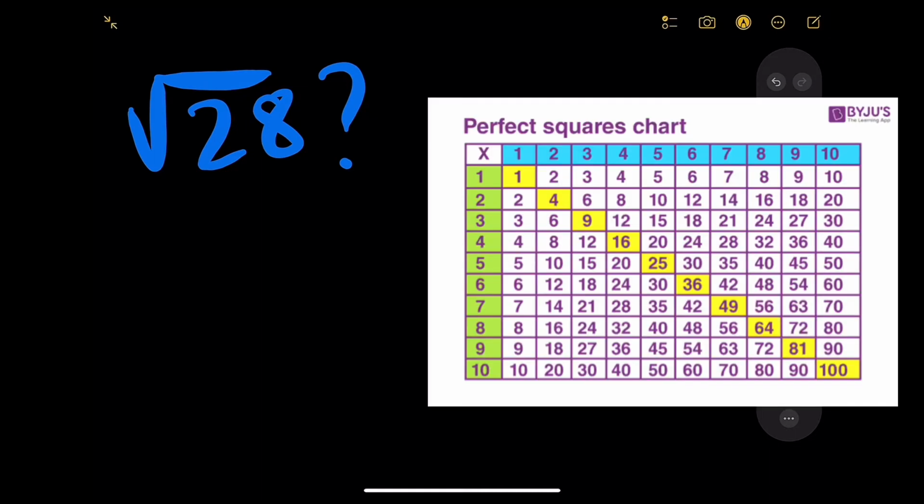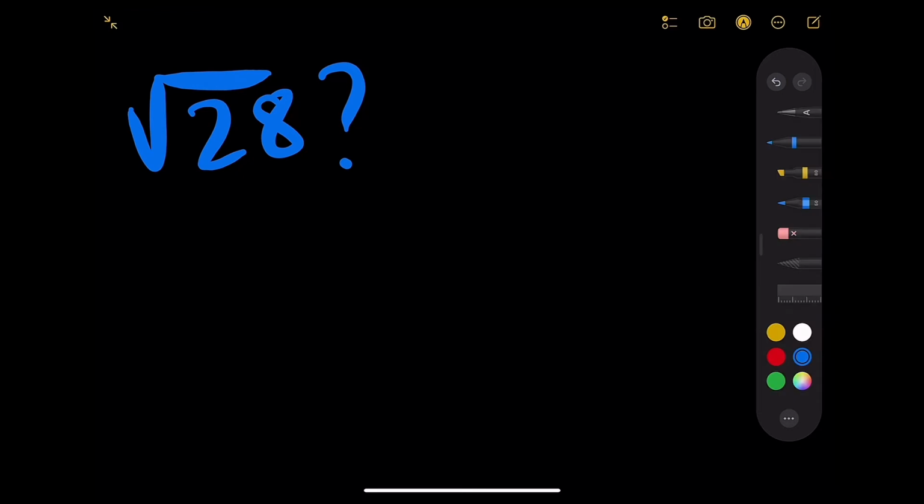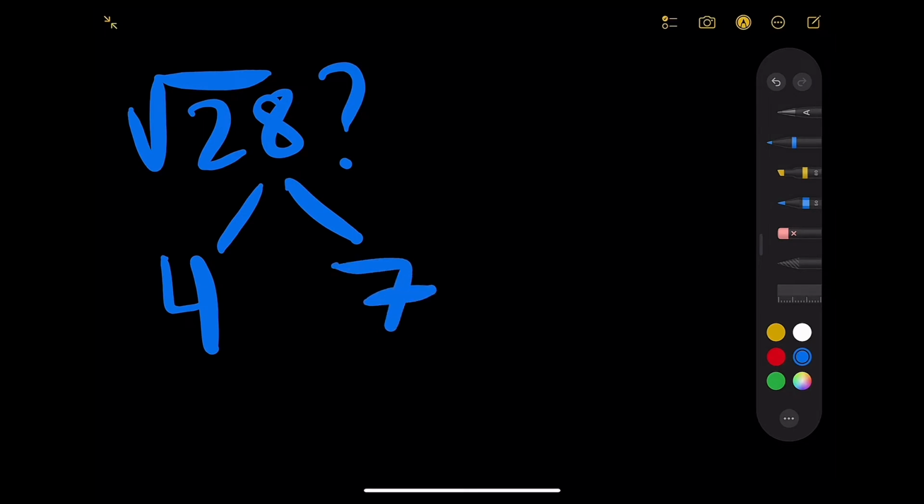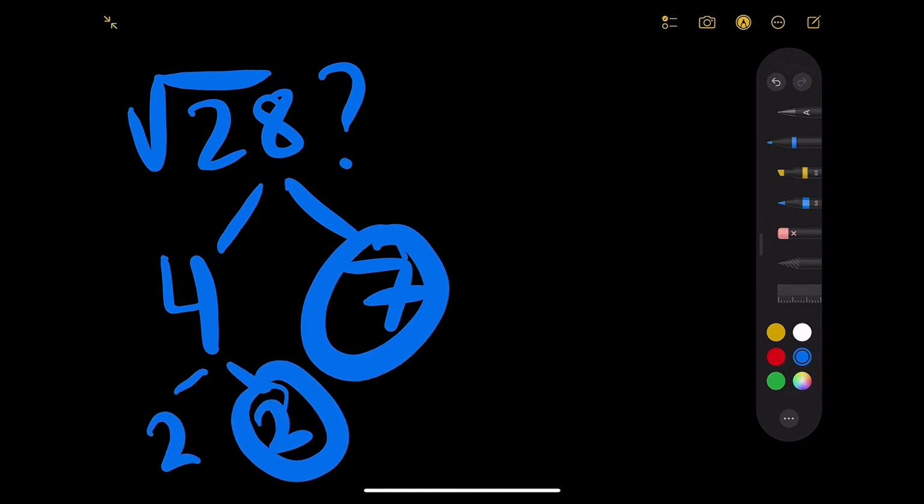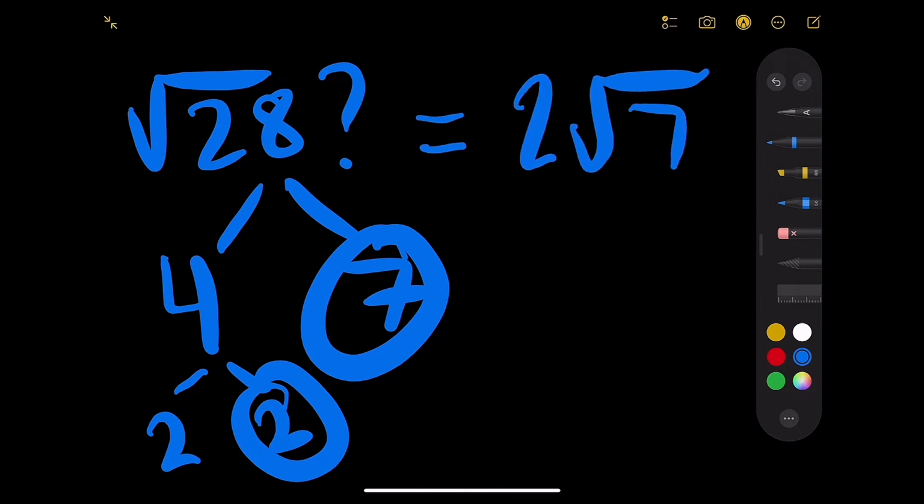Now you can see that 4 is a factor of 28 and it is also a perfect square because 2 times 2 is 4. So we can draw out the lines of 4 and 4 times what equals 28? That is 7. Remember when I said 2 times 2 equals 4? We will just break the number 4 down and you can circle 2 and 7 and your answer would be 2 square root of 7. And that is how you simplify square roots.